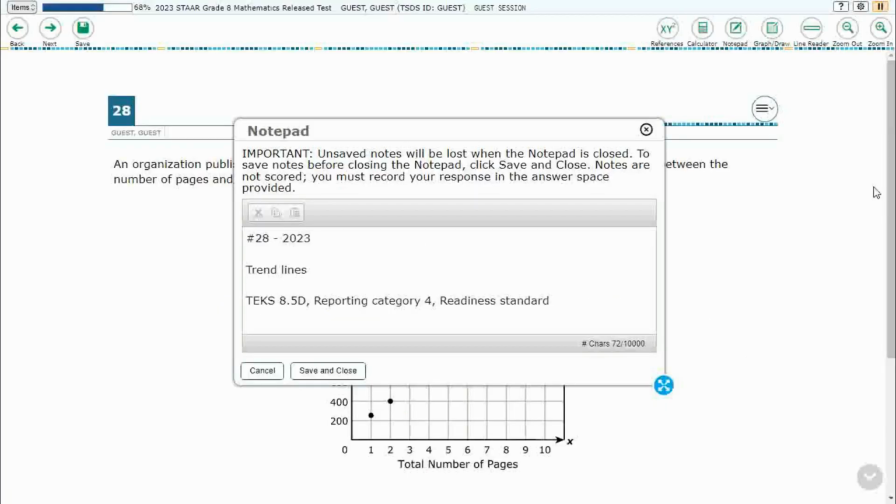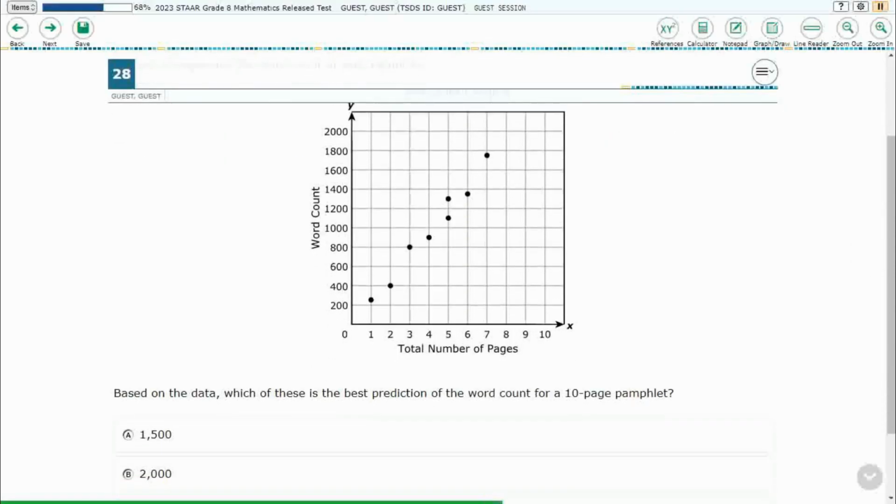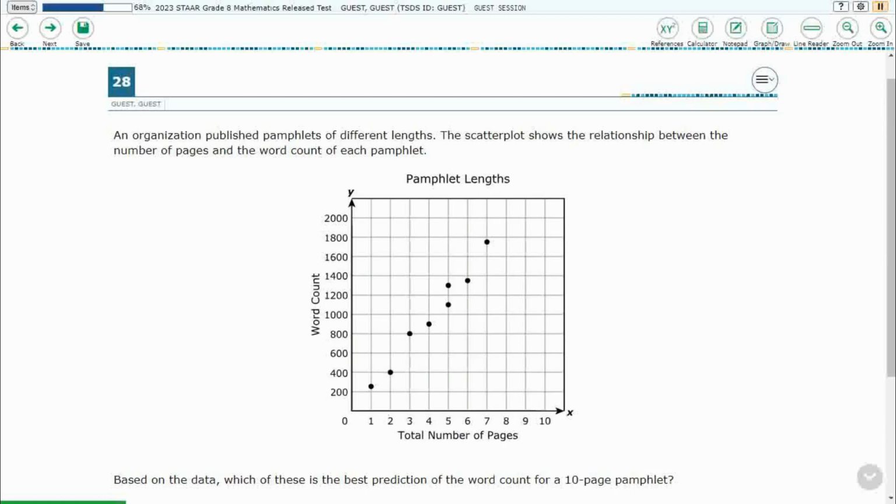For number 28, we are looking at TEKS 8.5D. This is a reporting category for a readiness standard about trend lines. So we have an organization here publishing pamphlets. We have a scatter plot, so we need to create a trend line. And we're looking for a prediction for the 10-page pamphlet. So I'm going to have to be scrolling up and down here.